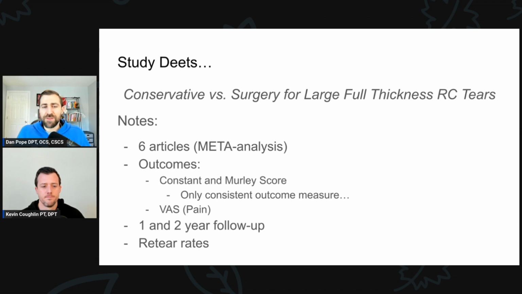And basically, they're looking at the Constant-Murley score as well as VAS, so how much pain you have. And the outcomes were at the 1 year and 2 year follow up. And they also looked at re-tear rates. So how many of these were re-tearing over the course of 1 or 2 years, right? And drum roll, please, Kevin. What were the results?